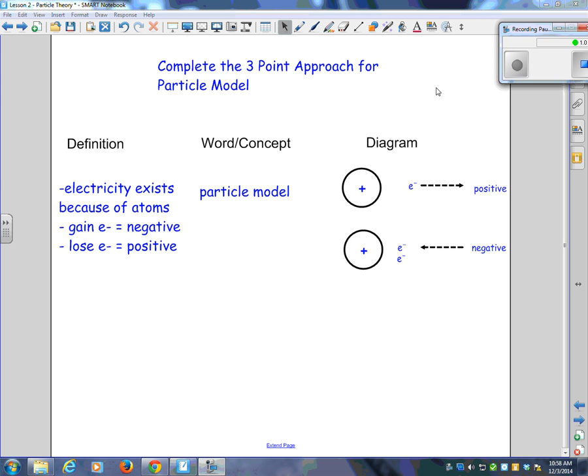So, 3-point approach for the particle model. You need to understand all 3, Tyler. The concept here is the particle model, and the definition of it is that electricity exists because of atoms. If they gain electrons, they become negative. If they lose electrons, they become positive. That's what you got to know. That's all there is to it.